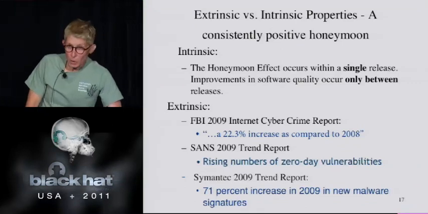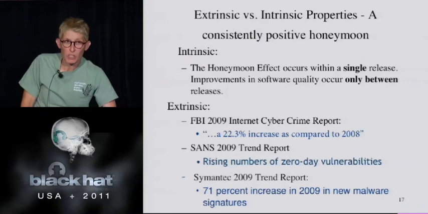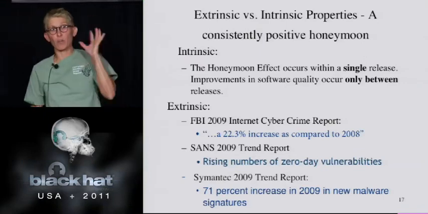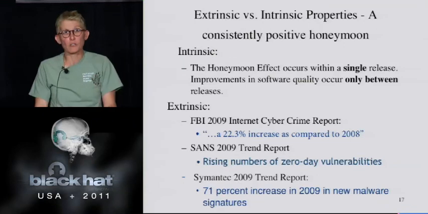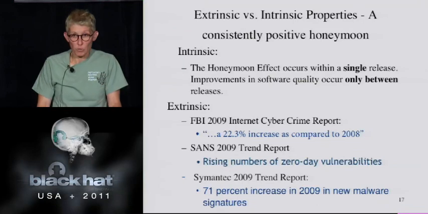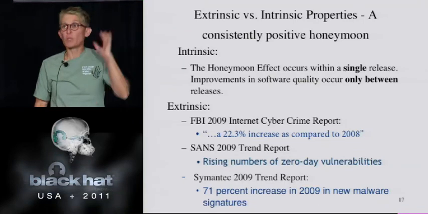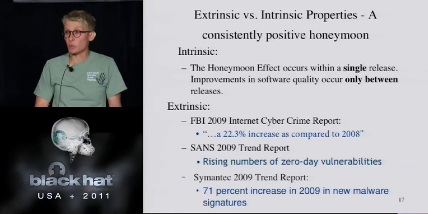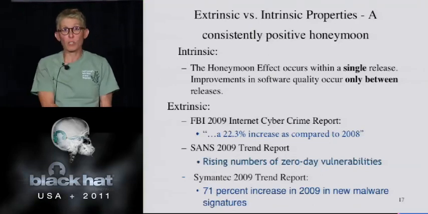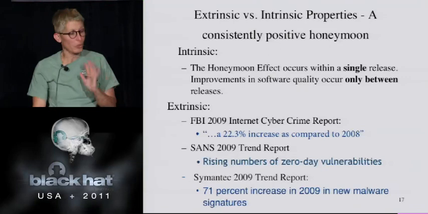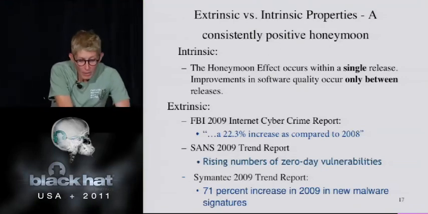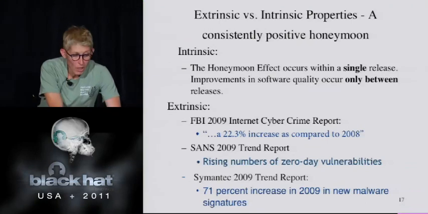But it occurred to us that the majority of these extrinsic properties cannot be responsible for this, because according to all of the data about exploits, about vulnerabilities, things are getting worse. The attacker side is winning this arms race. So if the majority of these extrinsic properties were responsible for the honeymoon, we should see positive honeymoons drop to 0. We should see it getting shorter and shorter and shorter. So we started looking for clues. There had to be something, but we didn't know what.